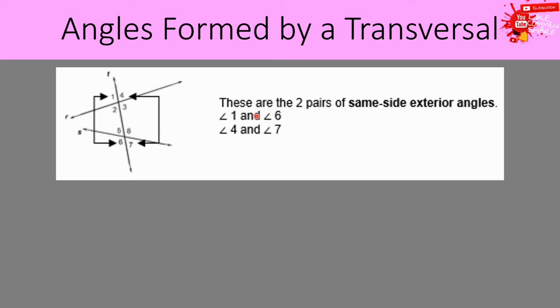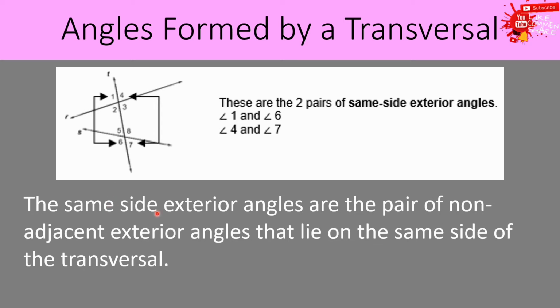Now we also have two pairs of same side exterior angles. So we have here angle 1 and angle 6, angle 4 and angle 7. So what do we mean by same side exterior angles? Same side exterior angles are the pair of non-adjacent exterior angles that lie on the same side of the transversal. So that's why we have here angle 1 and angle 6. They lie on the same side of the transversal and they are located on the exterior parts of the two lines. And also with angle 4 and angle 7.